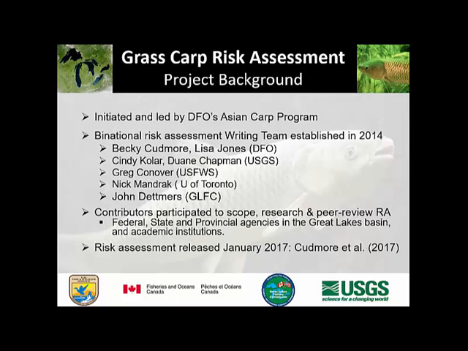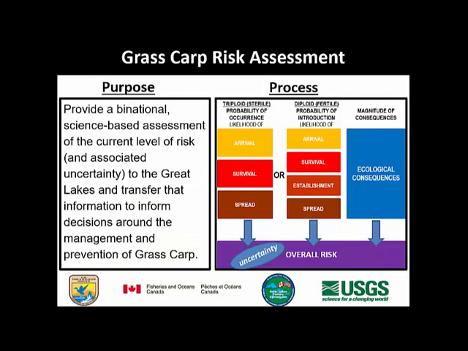If you have not seen it, it's in an importantly located place on the CSAS website, so your best bet to find it is to either contact me and I'll send you the links, or Google binational grass carp risk assessment, and that will get it to you probably as easily as anything. So what's the purpose of this risk assessment? It's to provide a binational and science-based assessment of the current level of risk and its associated uncertainty to the Great Lakes, and then transfer that information to inform decisions around the management and prevention of grass carp.